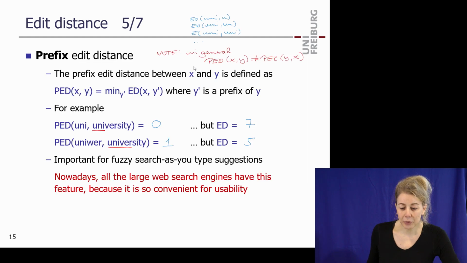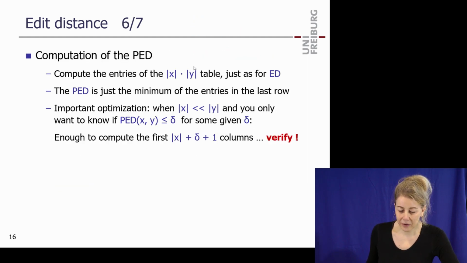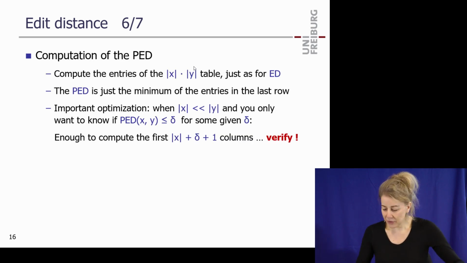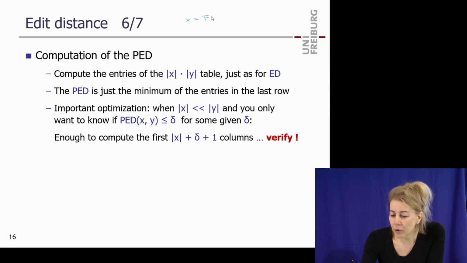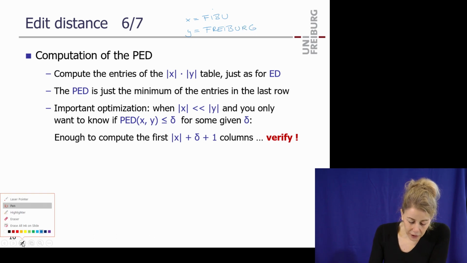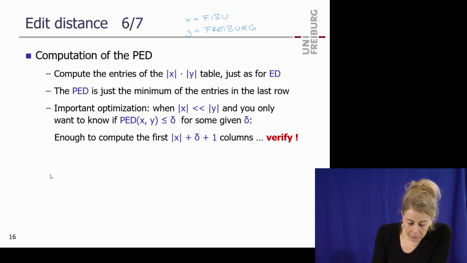So, how do you compute the prefix edit distance? Let's say you type Fibu, and maybe you want to find Freiburg. Let's say you want to compute the edit distance between the two. How do you do it? Well, let's do our schema. So let's write Fibu here, and again, no proving here. But just let's write Freiburg here.